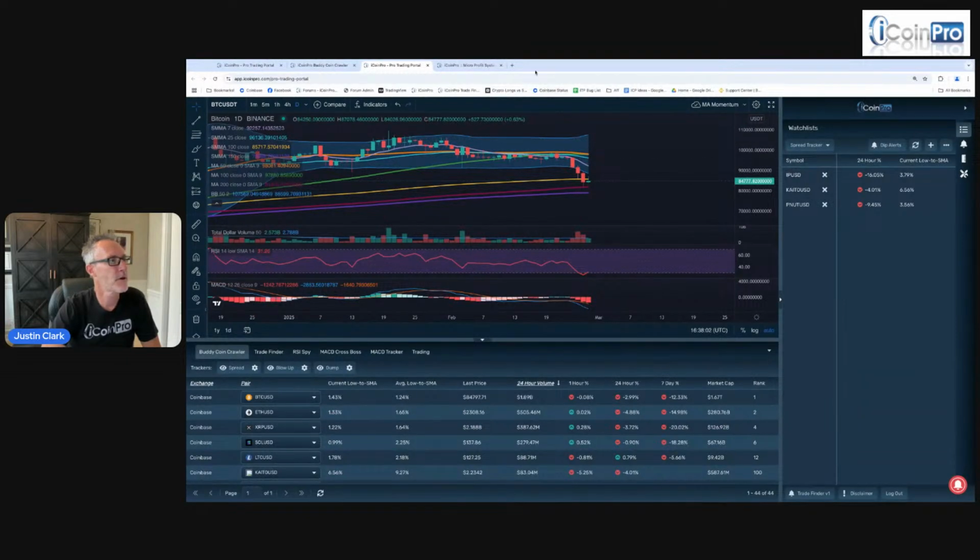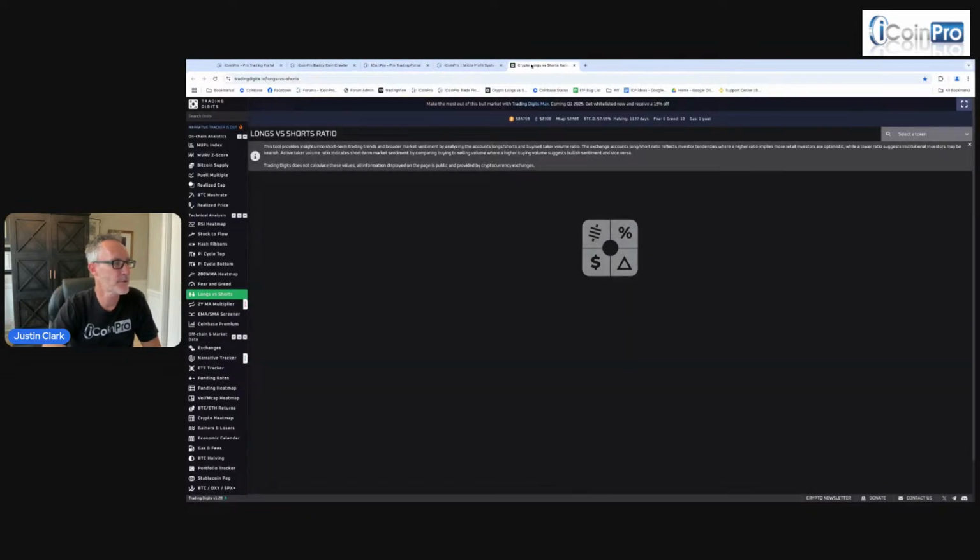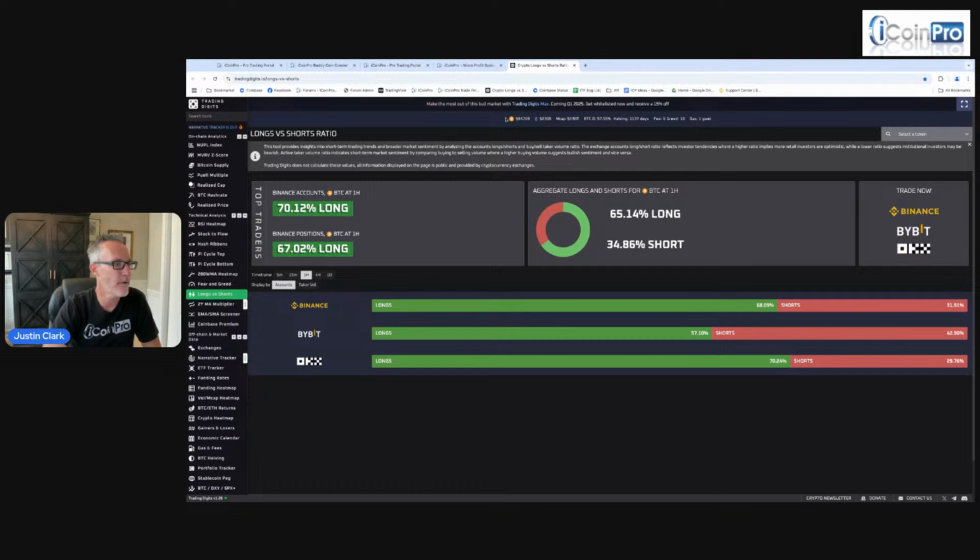Longs and shorts. Longs are people betting Bitcoin's going up. Shorts are people betting Bitcoin's going down. Longs make money when it goes up. Shorts make money when it goes down. And usually everybody's using leverage in these, so that means that they're borrowing money to exaggerate their gains and losses.